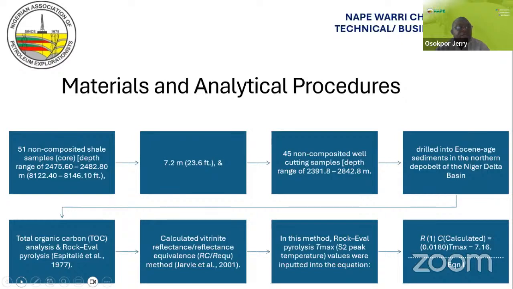For initial analysis, organic carbon was determined, and further analysis was carried out using the Rock-Eval pyrolysis method as patented by Espitalie et al., 1977. Vitrinite data from the Rock-Eval was used to calculate vitrinite reflectance. The Rock-Eval 2 data sets were also used for further analysis and inputted into the equation by Jarvie, 1988. Next slide.